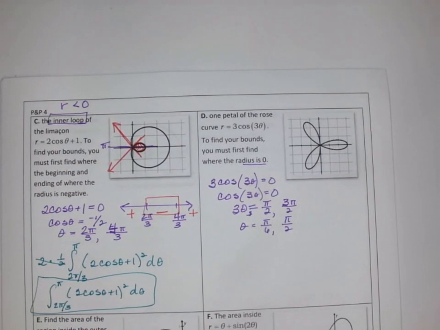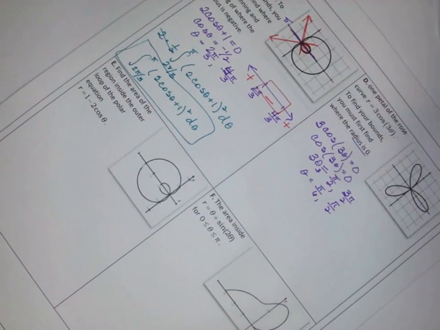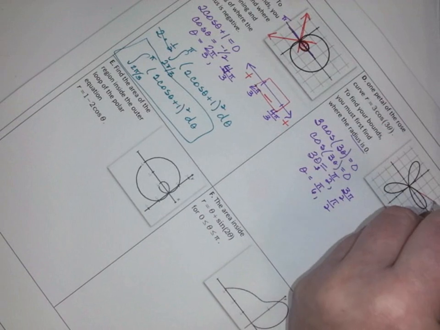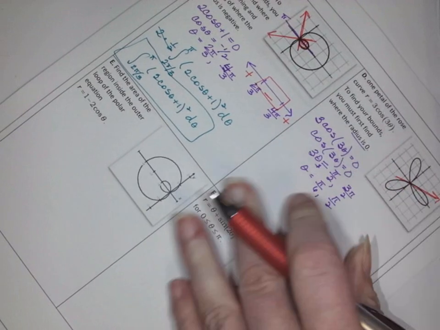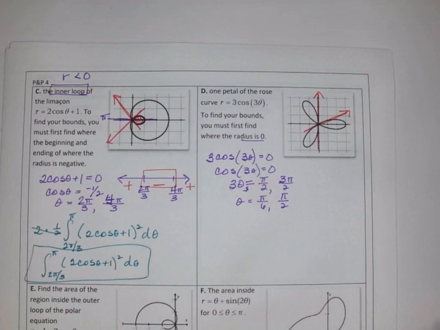Now, what we're marking out, believe it or not, when we do this, pi over 6 is this guy right here, and pi over 2 is this guy right here. So what we end up, sorry, I'm turning it around so much.